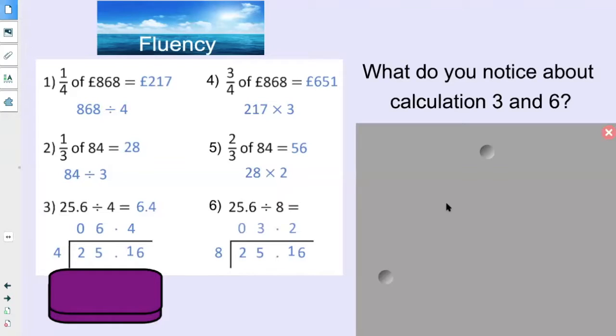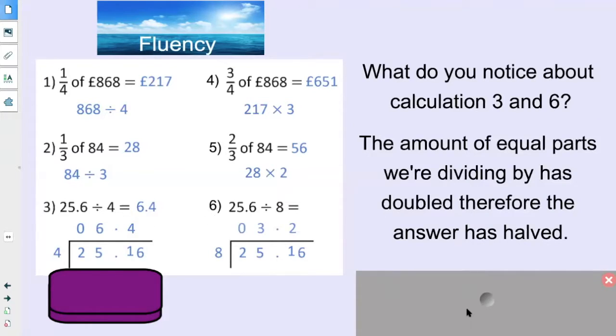So you might want to pause the video once again now I've revealed the answers. I'm not going to take the time to go through each one of these. If you didn't get these correct, it might be a good idea to try and focus on a couple that you got wrong and have another go. The extension question was asking what you notice about calculation 3 and 6. Hopefully you saw that the amount of equal parts we're dividing by has doubled from 4 to 8, and therefore the answer was halved from 6.4 to 3.2.